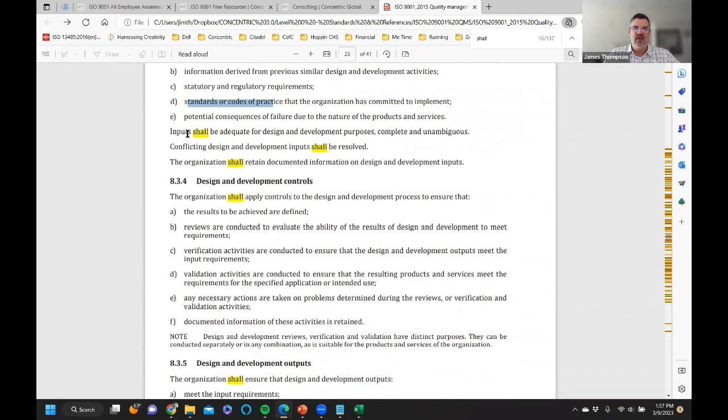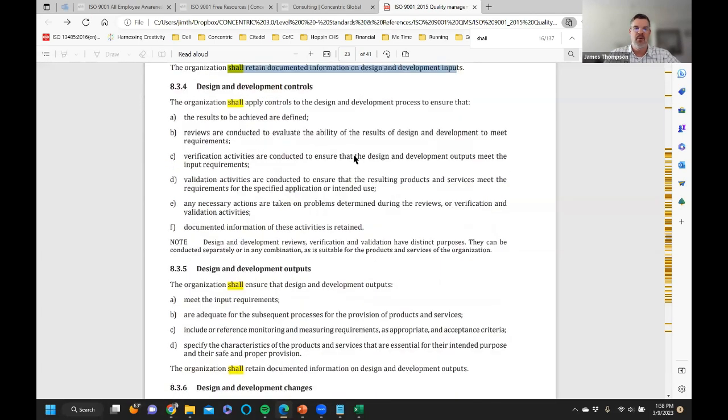Inputs shall be adequate for design and development purposes, complete and unambiguous. So things like, we're designing a new widget, but what are you using the widget for? And conflicting design and development inputs shall be resolved. You may want some attribute of something that's a new design, but it won't fit within the compartment of, let's say, under the hood of a vehicle or something like that. So there needs to be resolution if there are any gaps there. And then the organization shall retain documented information on design and development inputs.